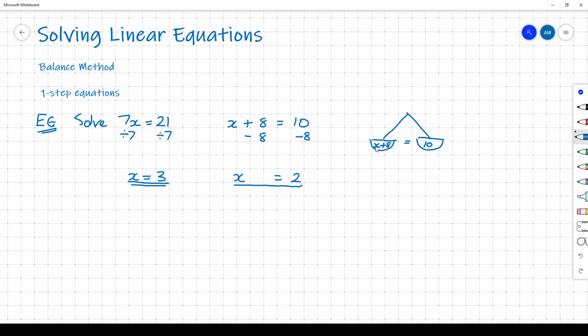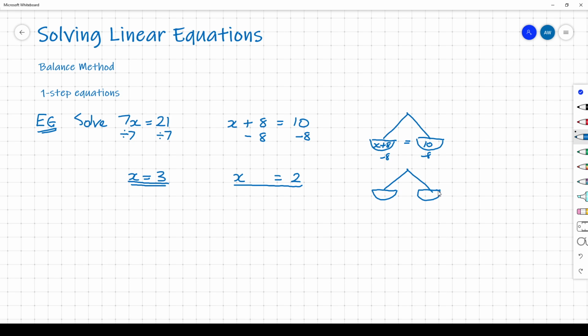And if I want to know the weight, in inverted commas, it's not really the weight, but you can think of it like this, then I need to take away that 8 from that side of the weighing scale. So if I take that 8 out from that side, then to keep it balanced, I take 8 from that side.